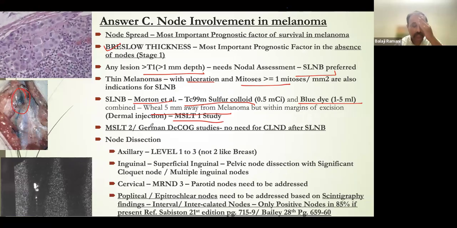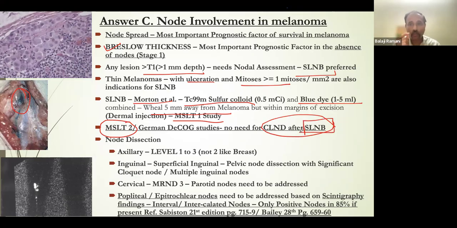And what is the MSLT2 trial? So the MSLT2 trial was one trial, along with the German DeCOG studies, which were de-escalation strategies. What they said is there is no need for doing a completion lymph node dissection after an SLNB, because what they found is in almost 90% plus of cases, the only node which was positive was the sentinel lymph node.